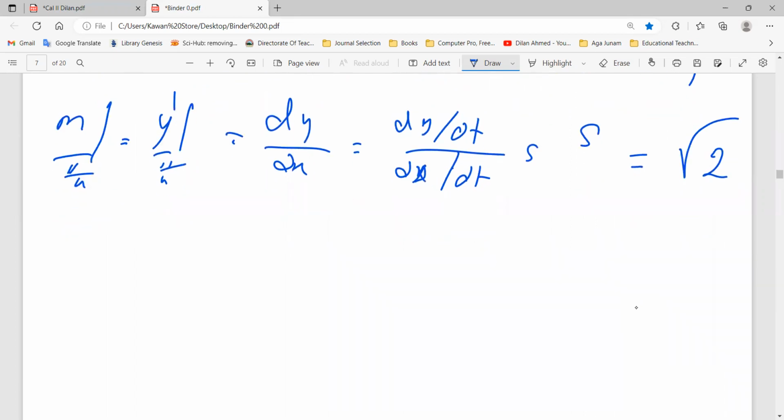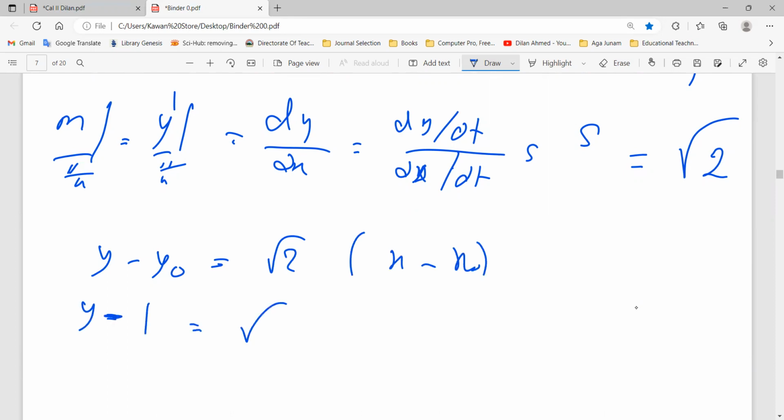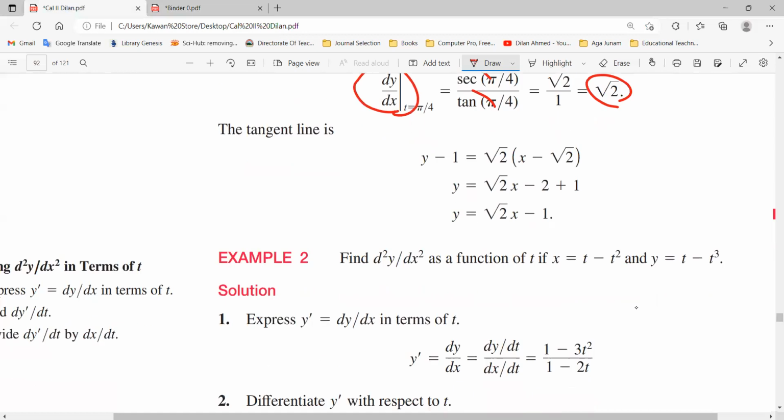Okay. So m was like this. So now y minus y naught equals square root of 2 times x minus x naught. Unfortunately, it was minus what? 1. Square root of 2 x minus square root of 2, and you will get the result here. Understood? This is the equation of the tangent or tangent line. Okay.